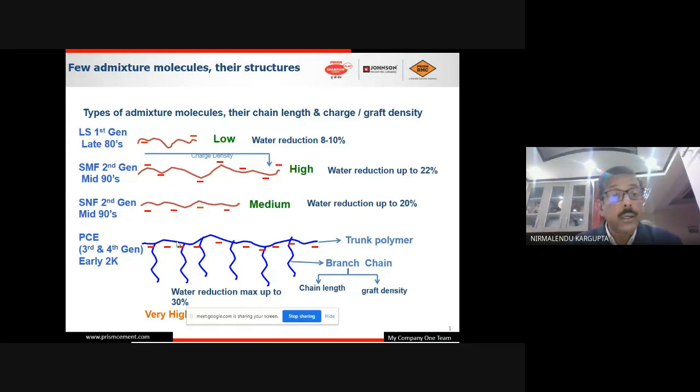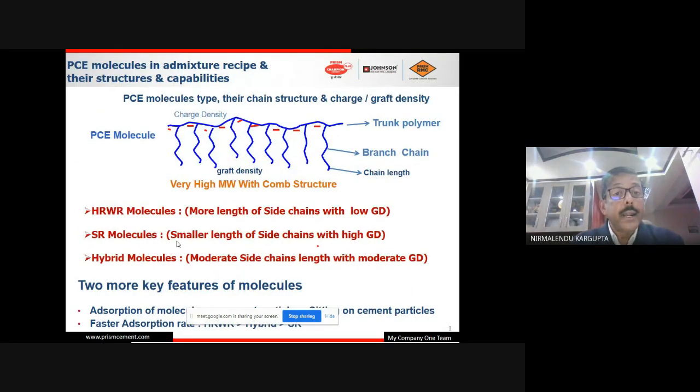This is the structure of the molecules. I will discuss this today because nowadays SNF, as you also know, is used in very few places: in southern India, western India, and a little bit of eastern India. Now the majority of PC molecules are being used all over India, pan-India. So PC molecules, their chain structure, charge density, and graft density have been discussed.